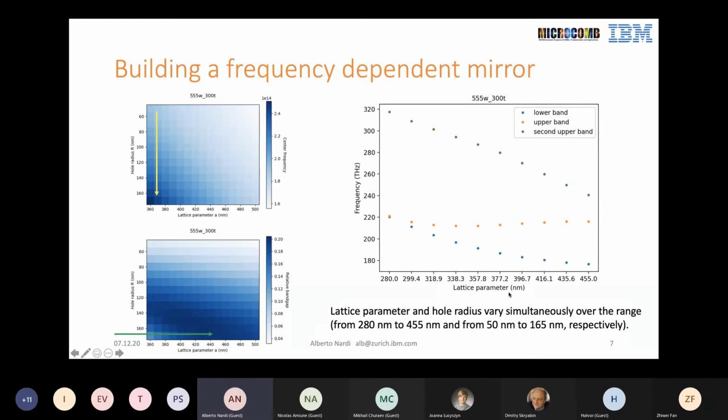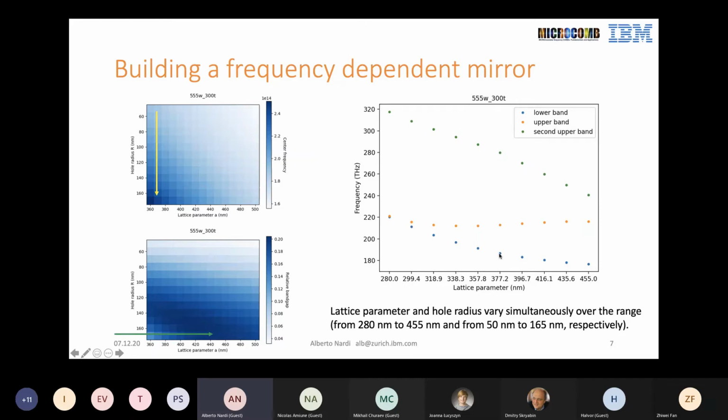Basically, the lattice parameter changes from 280 nanometers up to 455. At the same time, the hole radius is changing from 50 nanometers to 165. And this is how the edge of the Brillouin zone looks like. So now we are at pi over a equal to 1. Basically, this is the bandgap.